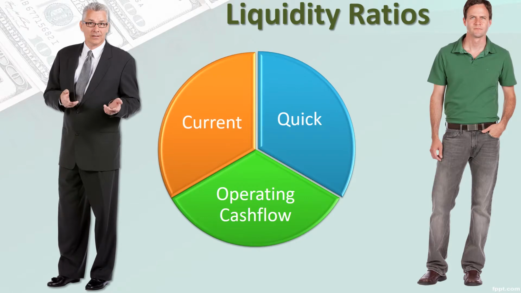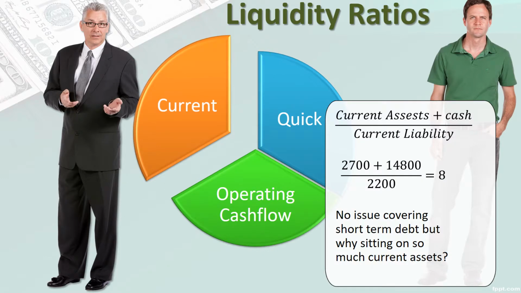We'll start with the current ratio. From the balance sheet, XYZ current assets are $2,700. It's holding $14,800 in cash, and its current liability is $2,200, making its current ratio right around 8. This means its current assets are 8 times larger than its current liability. So the good news is they've got no issue here covering short-term debt.